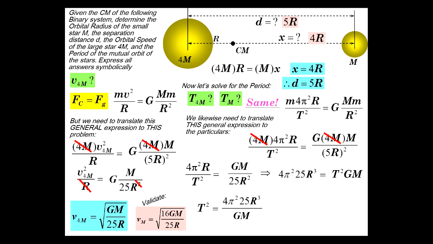Square root the whole thing. And there it is, folks: 2 pi times the square root of 25r cubed over GM, which looks a little bit different than our past expressions for period, given an orbital radius r and G and M of a large central body.